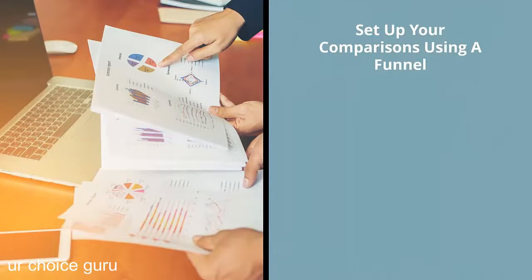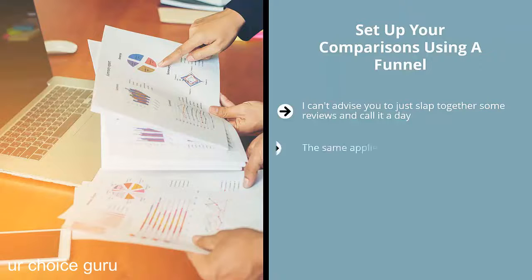Set up your comparisons using a funnel. I can't advise you to just slap together some reviews and call it a day. People who land on those reviews wouldn't know what to do with them. You haven't set them up properly. It's like trying to ask a girl to marry you the moment you just meet her. That doesn't make any sense. You have to set her up first, right? The same applies to L pages. You can't just go straight to a comparison.